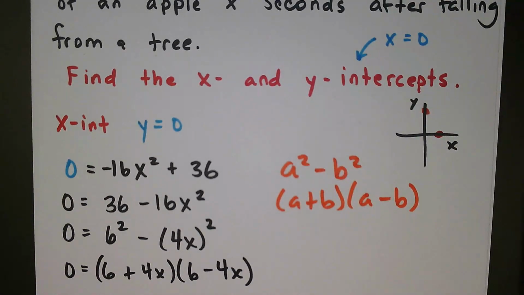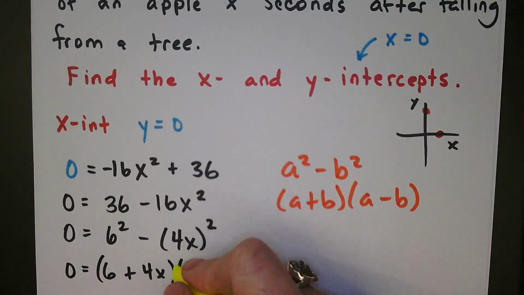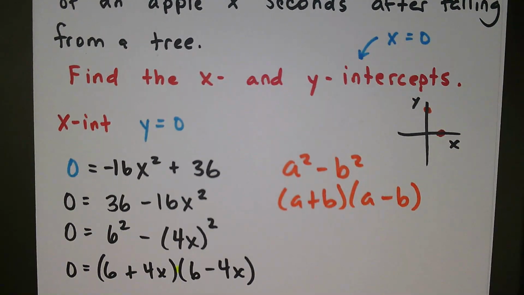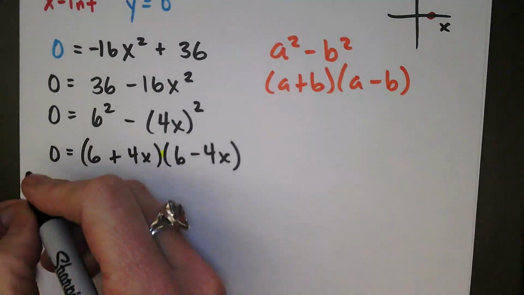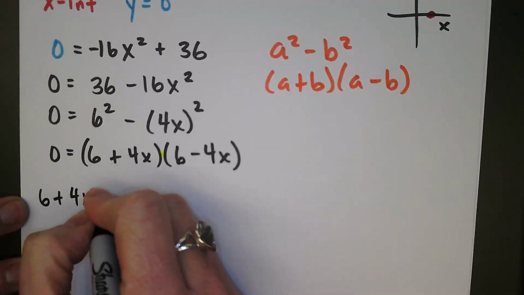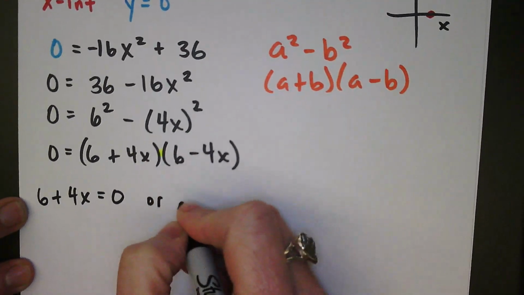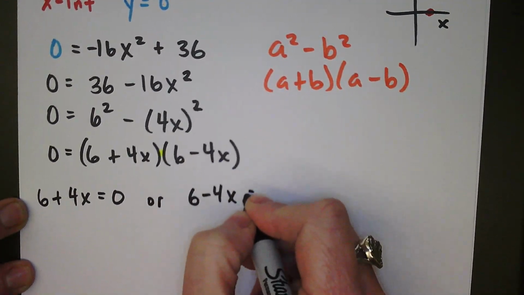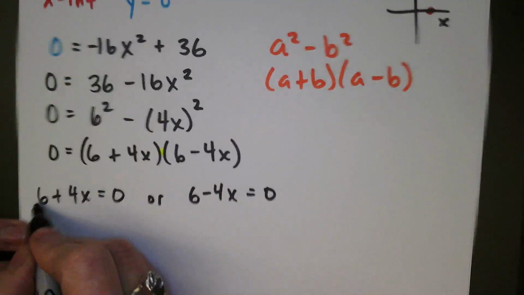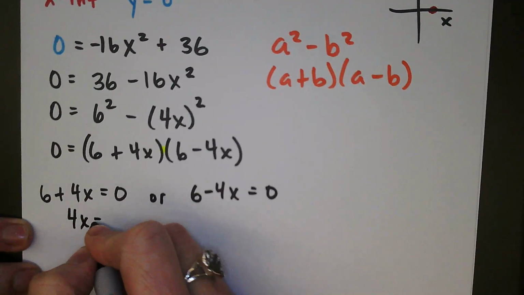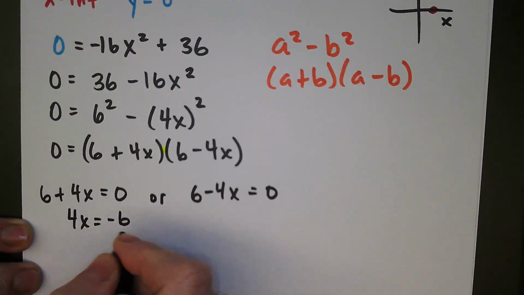And the whole reason I did that was because I wanted to create a multiplication problem that equals 0. That's how I solve. I'm going to factor, create a multiplication problem that equals 0, then use the zero product property. If I've got a multiplication problem that equals 0, then either the first thing equals 0 or the second thing equals 0. Then I just solve them. I'm going to subtract 6 from both sides here. So 4x is equal to negative 6. I'm going to divide both sides by 4.